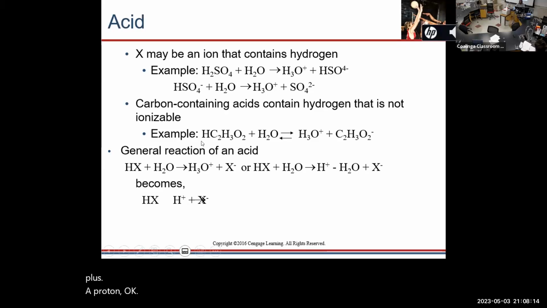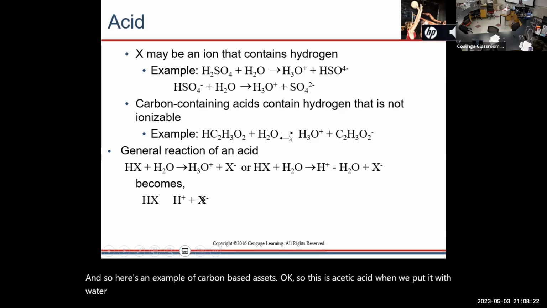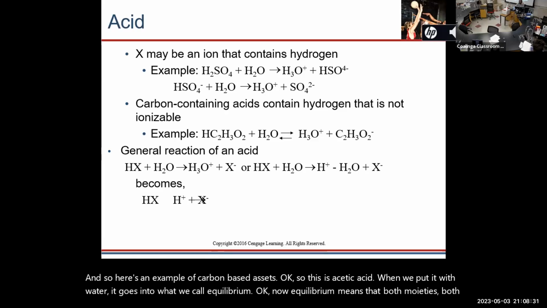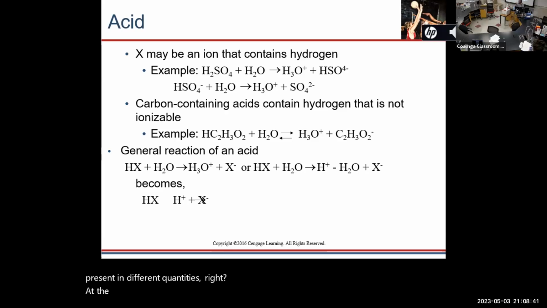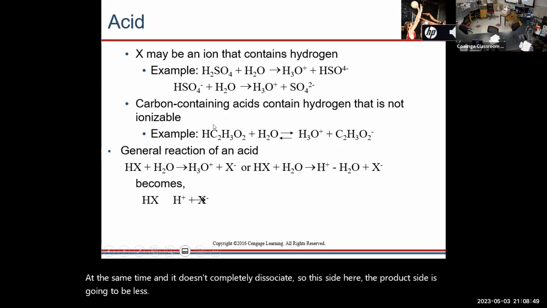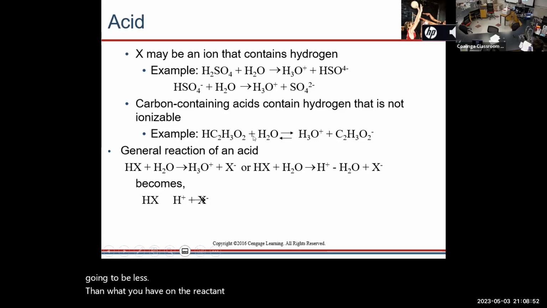And here's an example of carbon-based acids. This is acetic acid. When we put it with water, it goes into what we call equilibrium. Equilibrium means that both sides exist. Your reactant side is present and your product side is present, in different quantities, at the same time. And it doesn't completely dissociate. So the product side is going to be less than what you have on the reactant side. You're going to have more of the reactant still around.